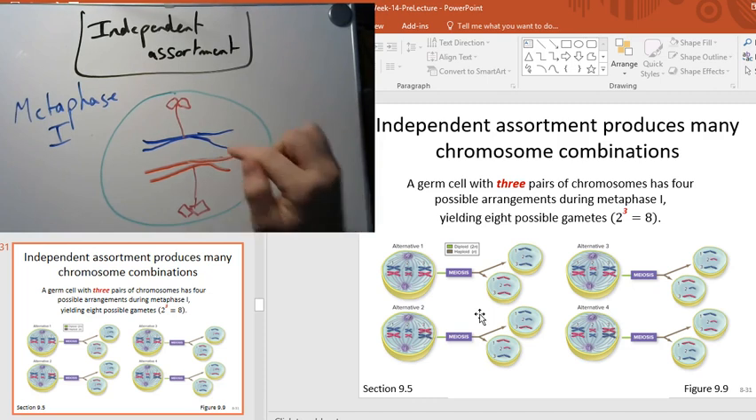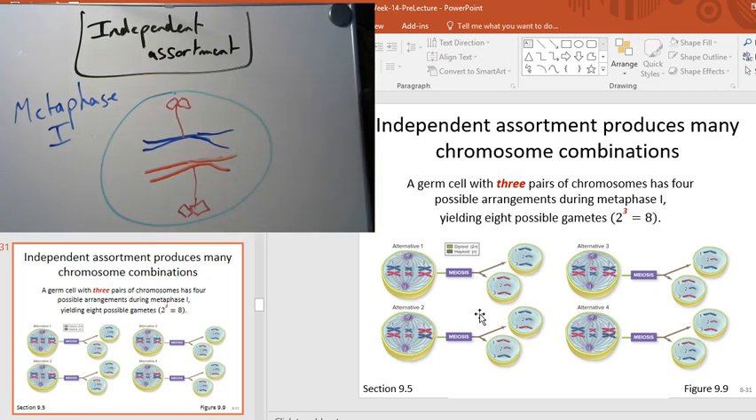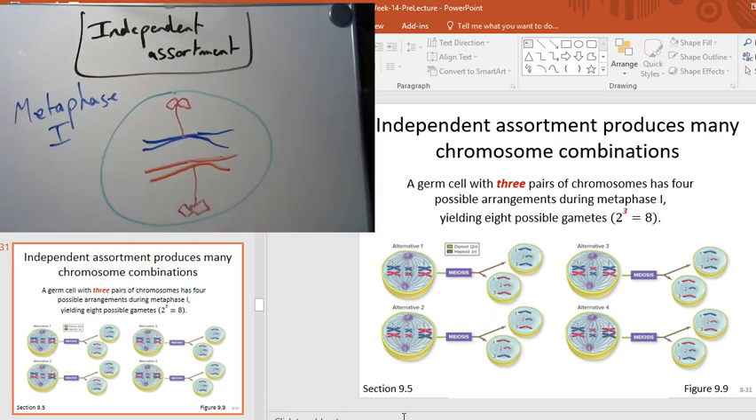So that's the independent assortment. It means that each pair independently assorts during metaphase 1. Each pair of chromosomes independently sends one of the homologous chromosomes to either side. It's not because pair 1 did the blue top, the pink below, that it means anything for the others. Each pair independently assorts during metaphase 1.